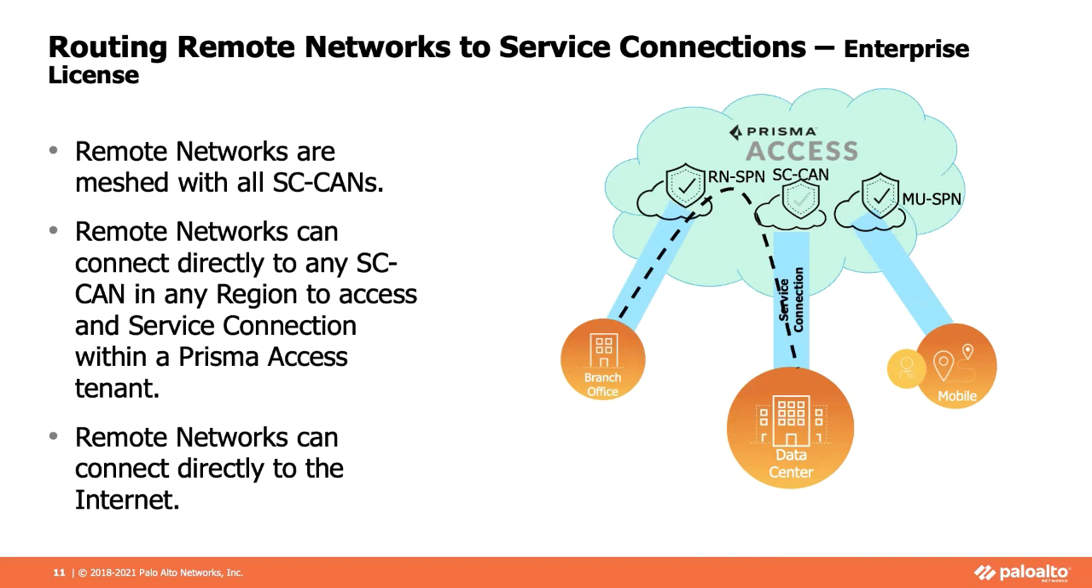And again, we're using dynamic routing between these SPNs and these CANs, these service connection CANs, corporate access nodes, and secure VPN tunnels, even within regions and around the world if you have the global licensing. The remote network's automatically going to use the closest corporate access node, the closest service connection. There's no additional configuration to do that. So if I did have multiple service connections, it's going to use the closest one.